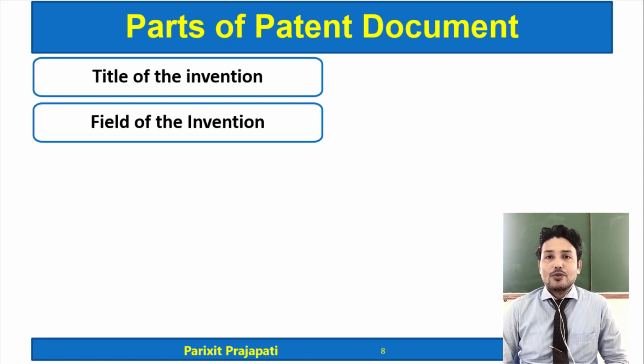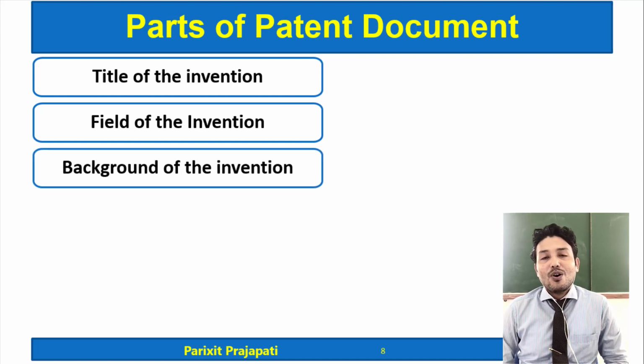Say for example, pharmaceutical. So the invention is related to pharmaceutical. So this is the field of invention. That information is to be available in the field of invention. Then background of the invention. Now what kind of information does the background of the invention contain? It states about the field of the invention and what was available before the invention and how this invention is going to help, that is available in the background of the invention.